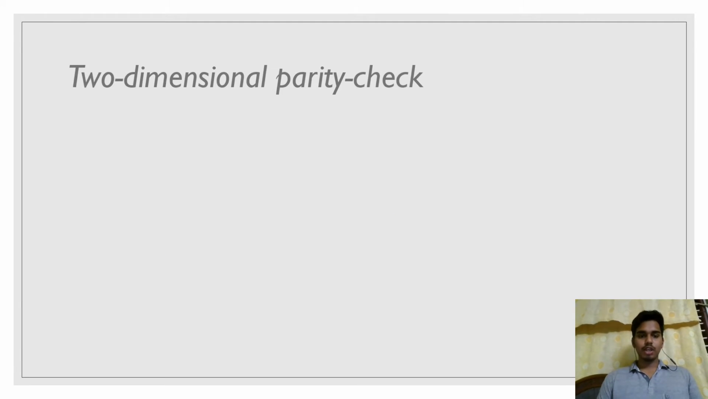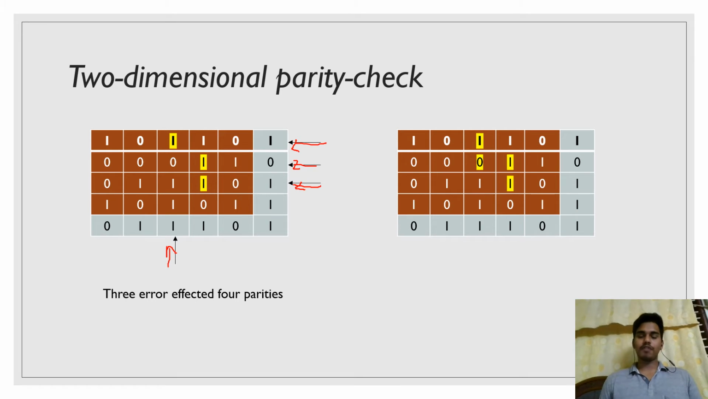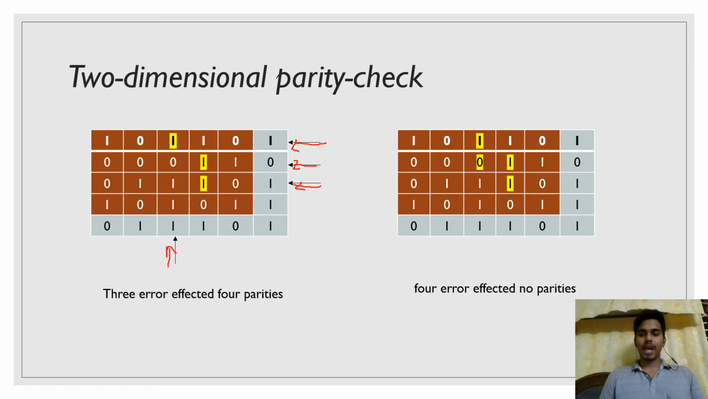And in the same way, in this example, the error bits are 3. If the error bits are 3, the affected parity bits are this parity bit, this parity bit, this parity bit, and this parity bit. As I have said before, if the error bits are 4, we cannot identify the errors in the parity bits. No parity bits will be changed.